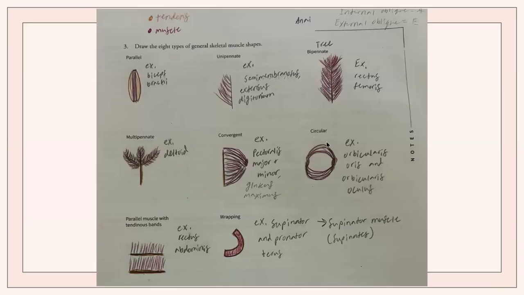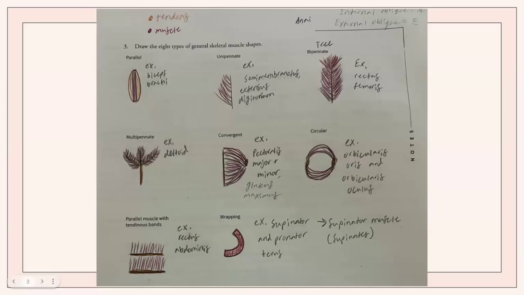Similarly, you have your circular muscle where you have 2 points of origin, one on each side, and then the muscle fibers and tendons follow in that circular shape. So, the muscle that is around your mouth, the orbicularis oris, and the muscle that is around your eyes, orbicularis oculi, are great examples of circular muscles.